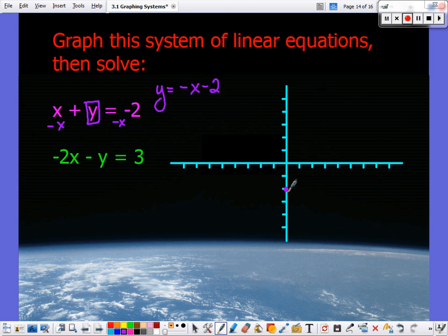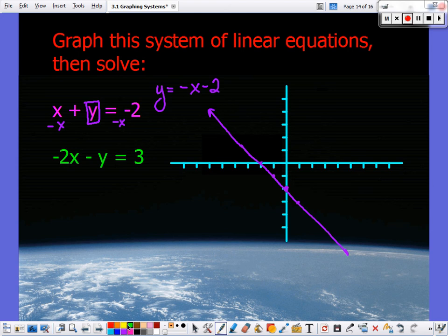I got -2, and I got a -1 slope. So down 1 over 1, or up 1 over 1. Remember, it's negative, so it should be downhill. And so we'll look something like that. And so I'll go ahead and try to graph this best I can. And there we go. So there's the purple one.